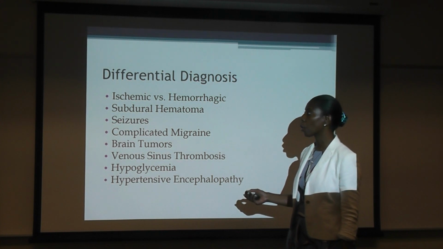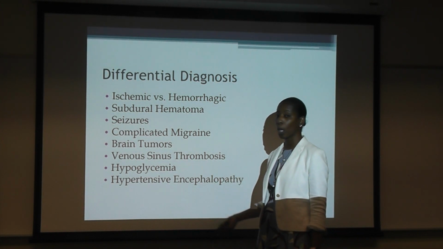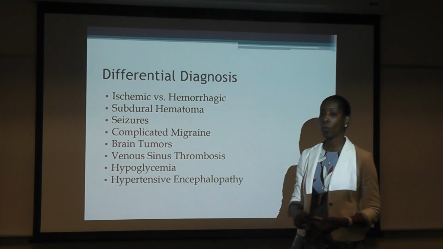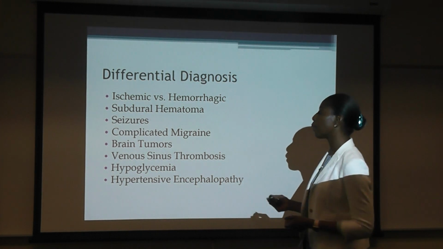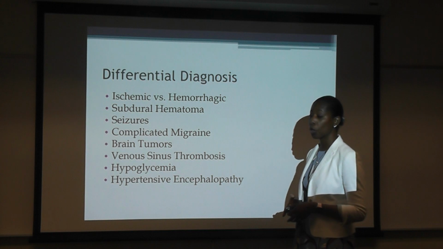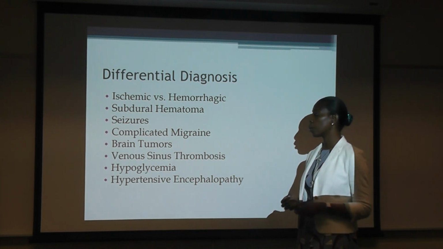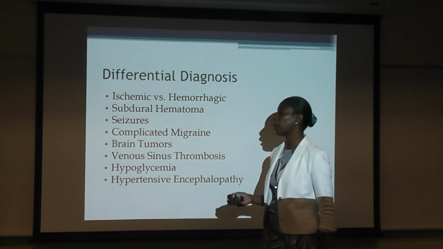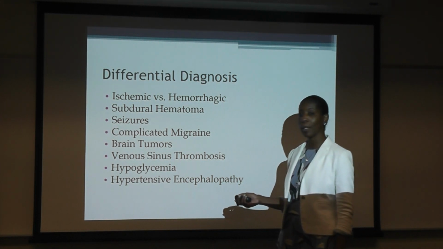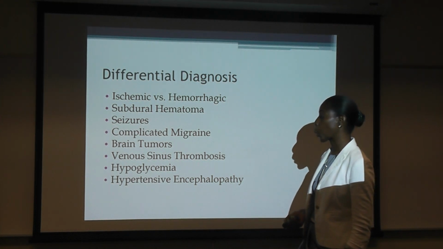So these things are going to be your differential diagnosis. If someone comes in with altered mental status, weakness on one side of the body, difficulty speaking, you can consider any one of these. Complicated migraines can actually be one of those. Brain tumors, thrombosis in the venous system that helps to drain the brain. Hypoglycemia can actually present looking like a stroke.